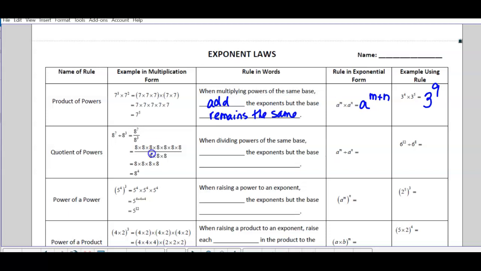So think about when you're dividing, you can divide out common factors when you're simplifying fractions. So 3 of them divide out, and you're left with 4. So that's 8 to the 4. Well, how do you get 4 from 7 and 3? You subtract. So when dividing powers of the same base, you subtract the exponents, but the base remains the same.